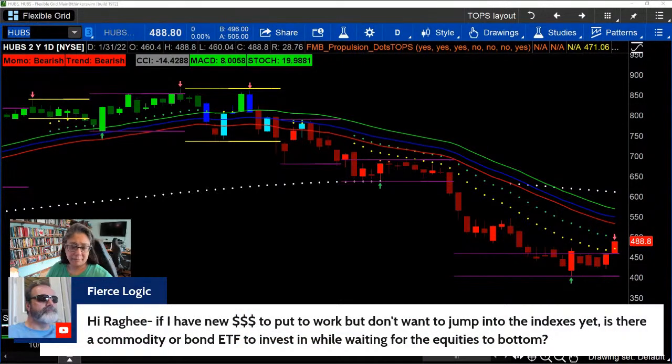Fierce Logic: I have new money to put to work, but don't want to jump into the indices yet. Is there a commodity bond ETF to invest in while waiting for the equities to bottom? Oh, that's a lot to unpack, and I don't have the time for it. Fierce Logic, time frame matters, time horizon matters. So I'm not really sure what your time horizon is.